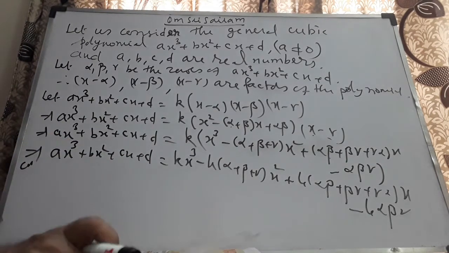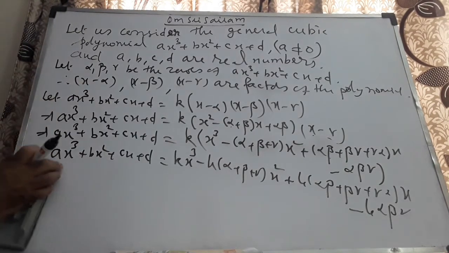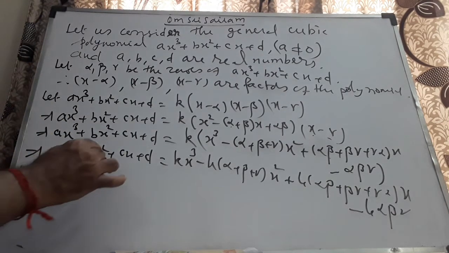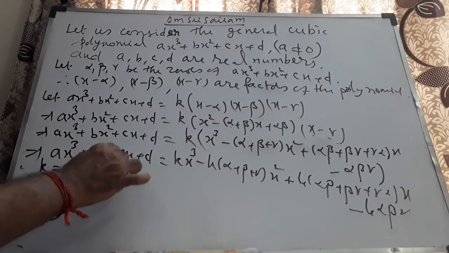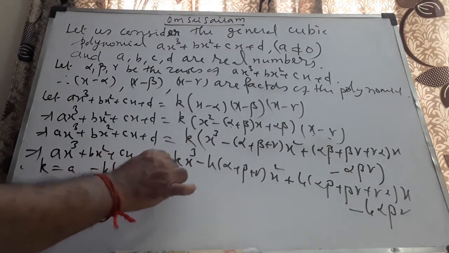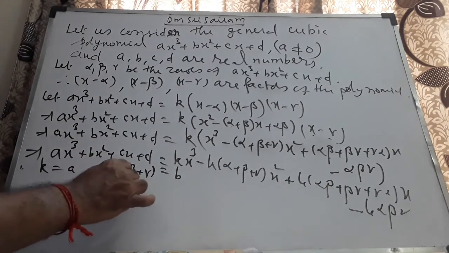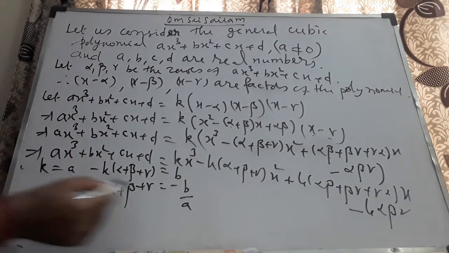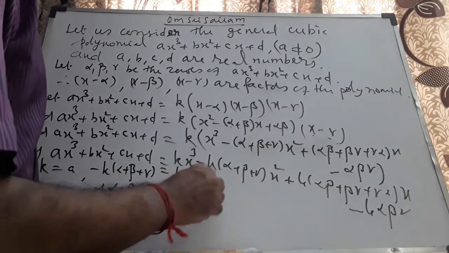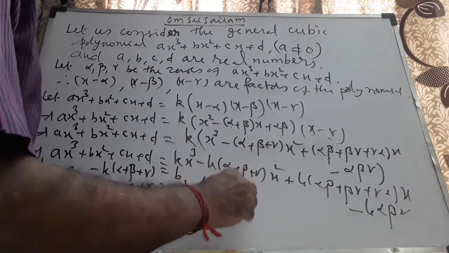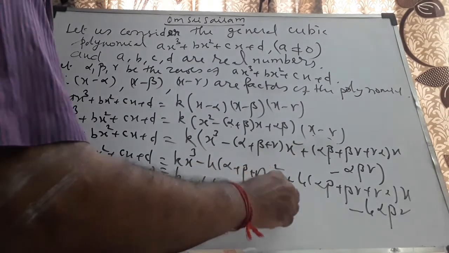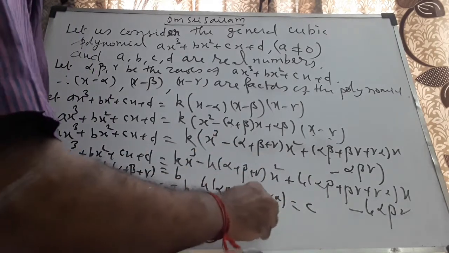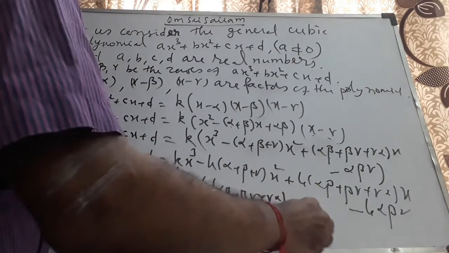Now comparing the coefficients, there is no space here, therefore I am just dictating. Comparing the coefficients, I will get k is equal to a. Then I will get minus k into alpha plus beta plus gamma is equal to b, which implies alpha plus beta plus gamma is minus b by a. I can replace this k by a. Then k into alpha beta plus beta gamma plus gamma alpha is equal to c, which will imply alpha beta plus beta gamma plus gamma alpha is c by a.